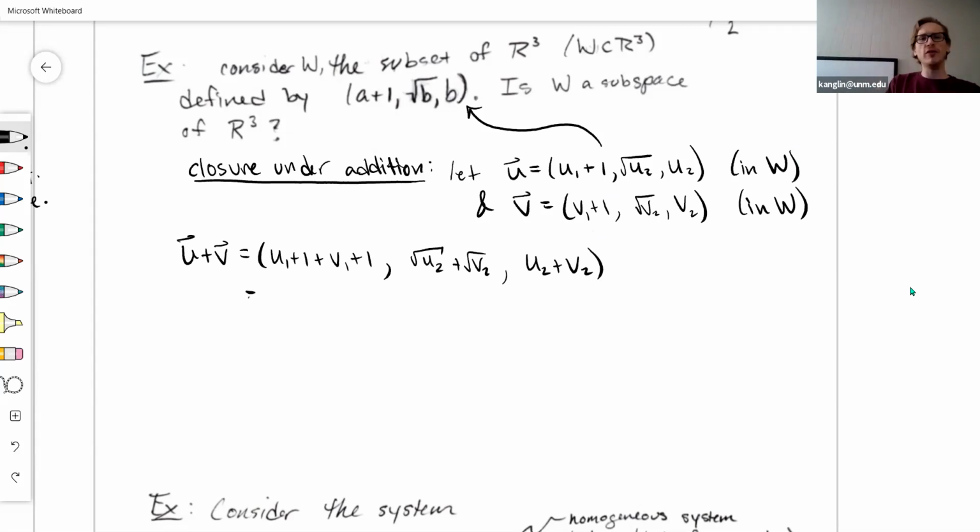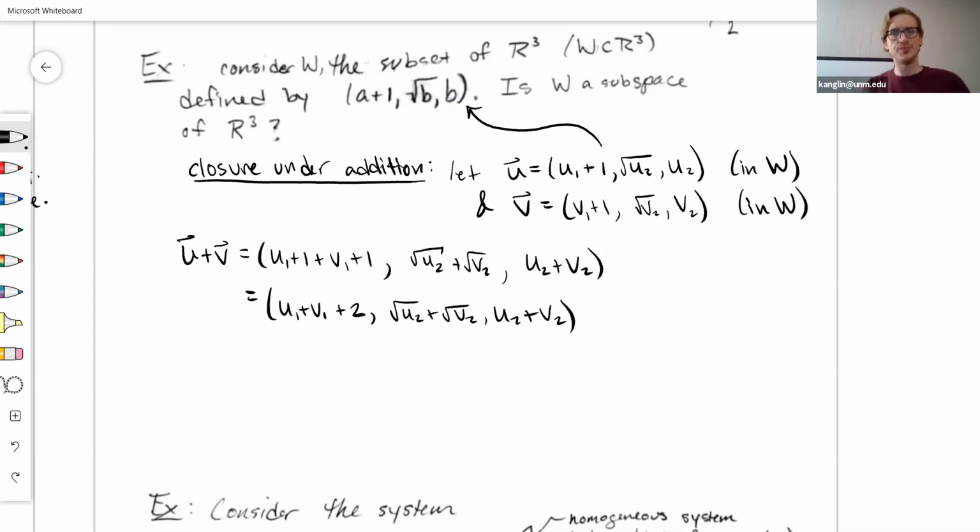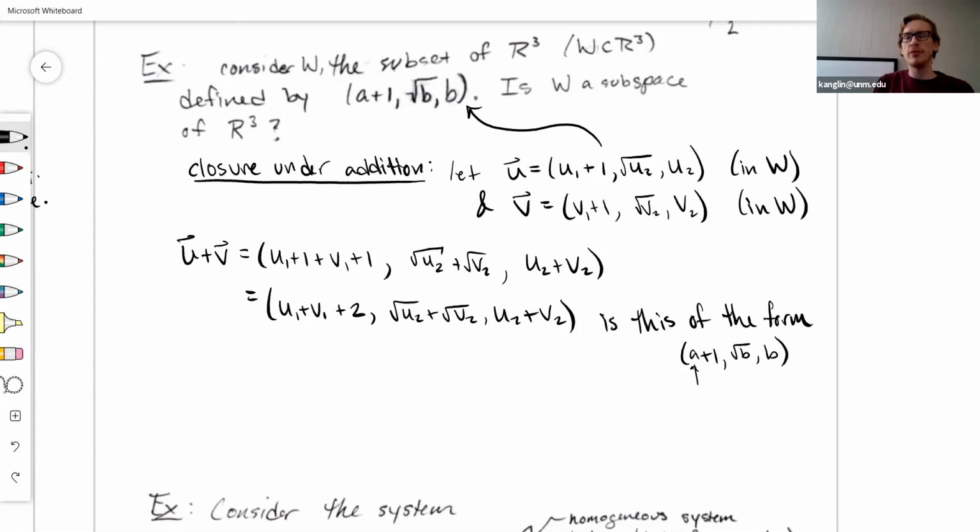Now let's check this out. The first component we could write as u1 plus v1 plus 2. The next part we could write as root u2 plus root v2. And leaving everything else alone, that's what we have. So is this of the form that we started with? Is it of the form some real number plus 1, square root of some other number, and that number without the square root?